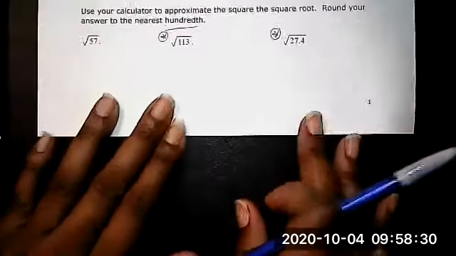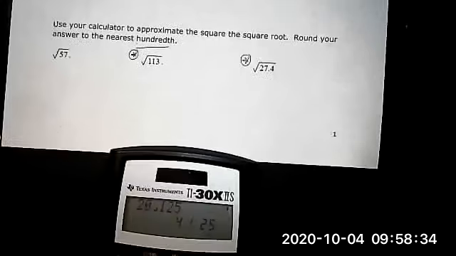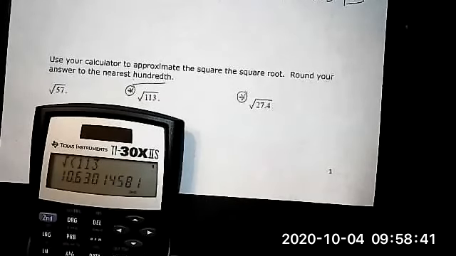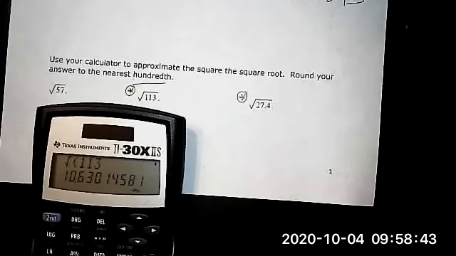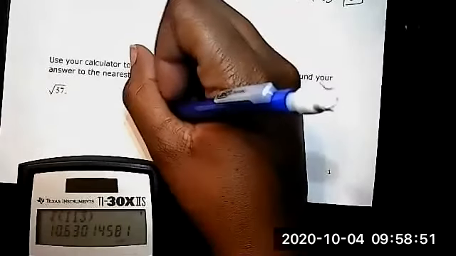Okay. So these answers down here, I'm just going to do these two. All I'm going to do is just throw them in my calculator. The square root of 113. You can close it off or not. Either way, it'll give you the same answer. Close it off and it still gives me the same answer, especially if that's all you're doing.